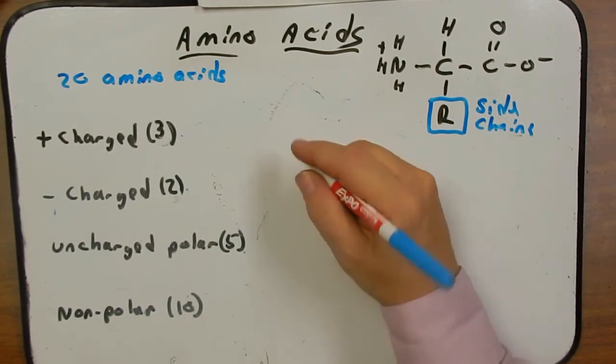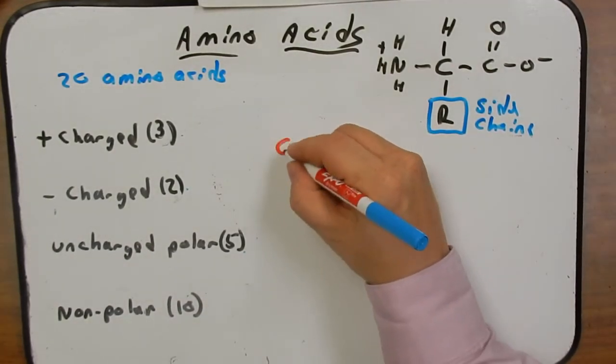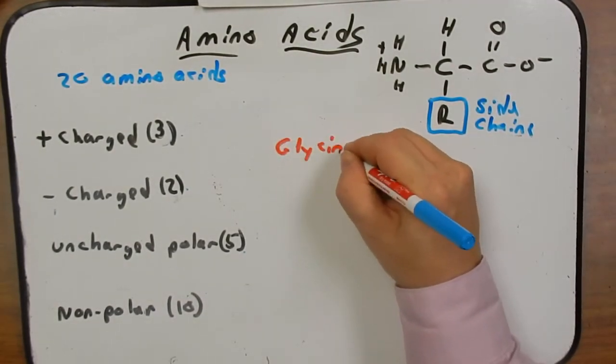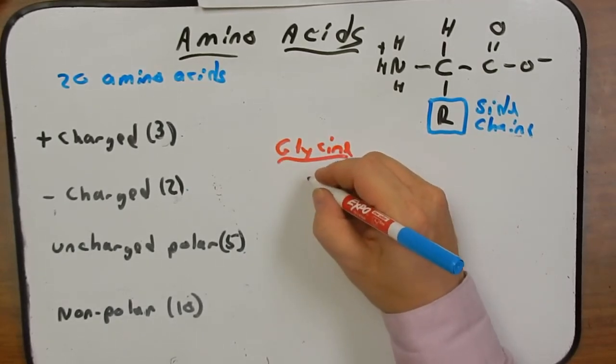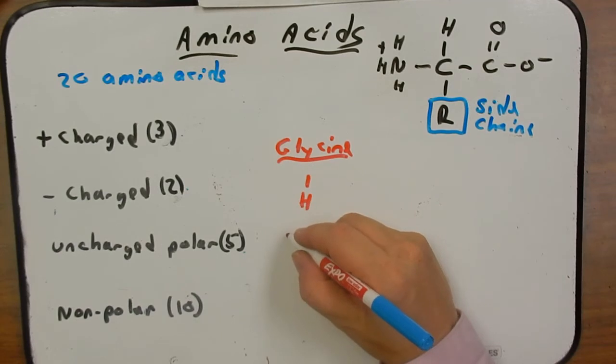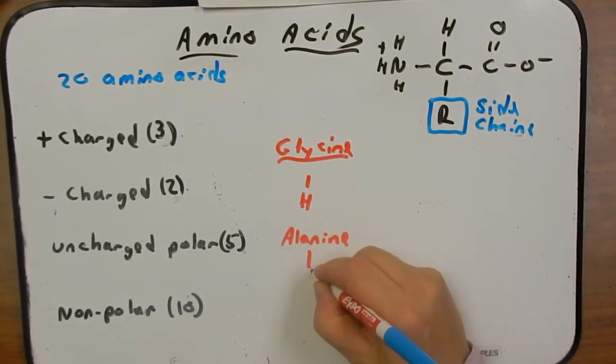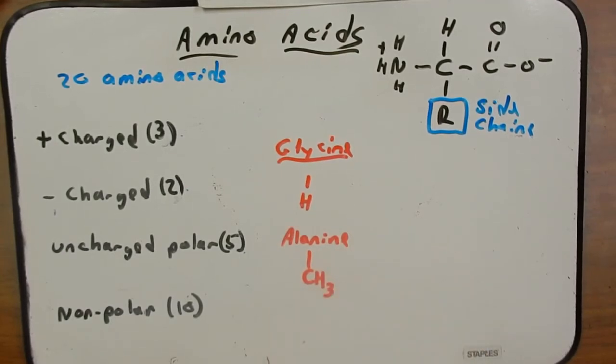Okay, now I want to carry on. We still have 8 more nonpolar amino acids. The first one I start off with here is glycine. Glycine is the simplest of them all. It just contains a hydrogen. The next one I want to show is alanine. Alanine just has a methyl group, so it's also a fairly simple structure. Now remember, these are all nonpolar, so they would be typically found in the middle of a protein.